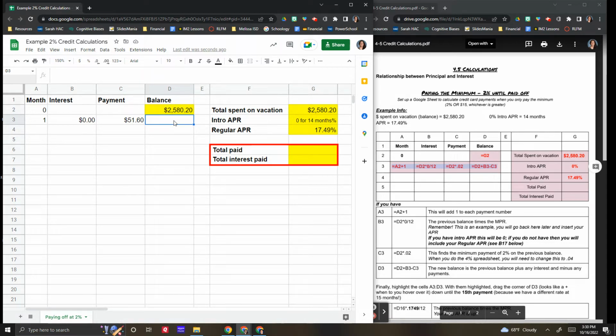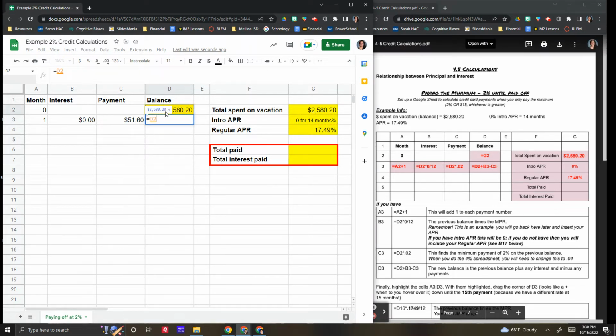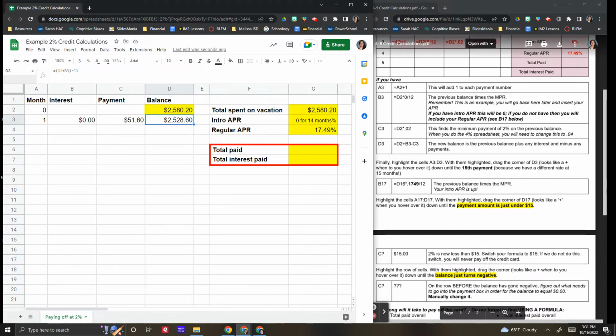After that first month's payment, I need to calculate my remaining balance. That is equal to D2, the previous month, plus B3, the interest, minus the payment that is made. That is going to leave me a balance of $2,528.60.